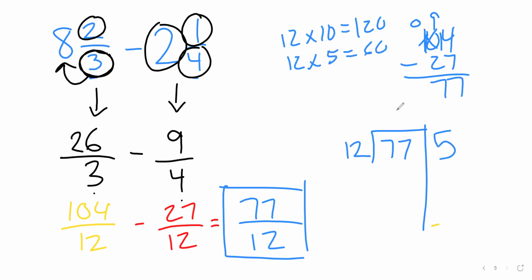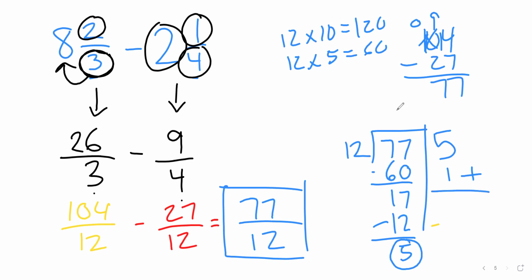I'm going to go group of 5. That's 60. You have 17 left. Oh, I could do one more group. That's 12. That would give me 5. Okay, so here's my remainder. So I end up with, when I take 77 twelfths, that actually equals 5 wholes and 5 out of 12s, right?